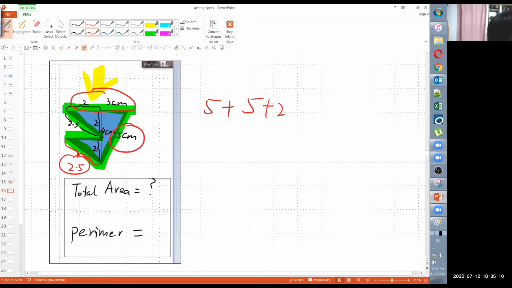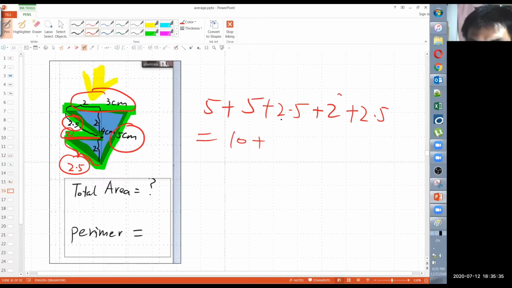Now I'm here. What is this height? 2. Yes. So another one, 2.5. That's it. Did I miss anything? No, right? Okay, so this is 10 plus 5 plus 2, so add up 17 cm. That's the perimeter.